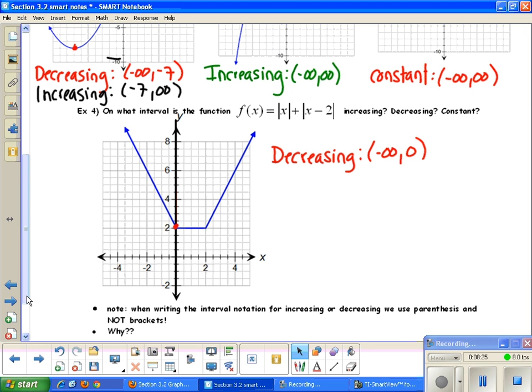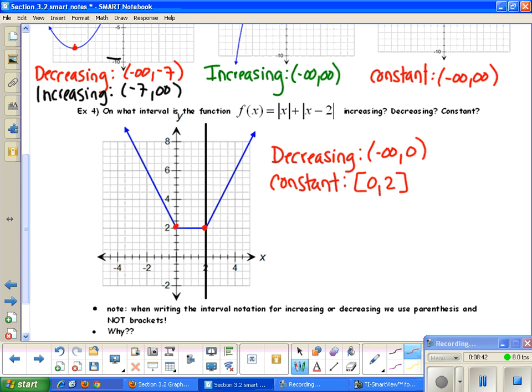And then the next part we have from 0 all the way to an x value of 2. Notice that we are constant, so the next part would be constant. And we are constant on the interval from 0 to 2. Now, constant intervals are different because when you're constant, we do use brackets to include the point because we're saying starting at that value to the next value, you can be equal to that. So that's why we're going to use brackets. Constants are the only ones. Decreasing and increasing, we'll always use parentheses, whereas constant, unless it's constant from negative infinity to infinity like the last graph, we will use brackets.